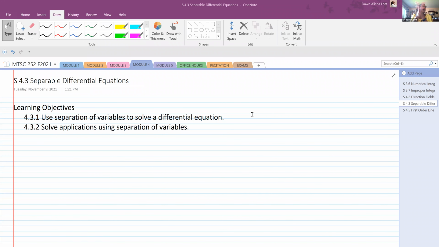Okay, so in this section, which is 4.3, we are learning how to solve separable differential equations. Separable differential equations are a special type of differential equation, where we have dy/dx is equal to f of x, y in a separable differential equation.